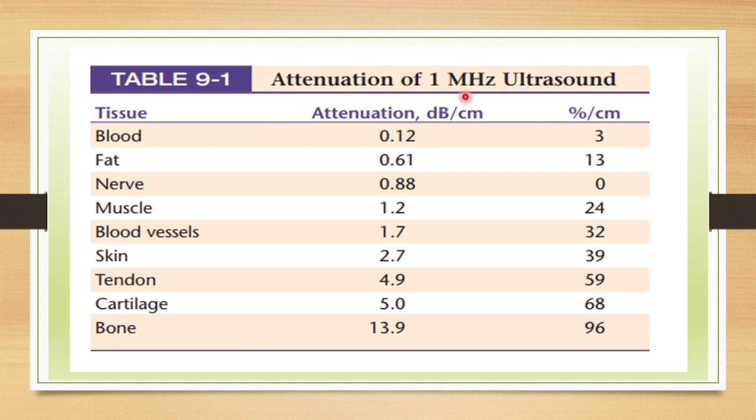And this is the attenuation of different soft tissues, in which blood has 0.12, fat has 0.61, nerve has 0.88, muscle has 1.2, blood vessels have 1.7, skin has 2.7, and 4.9, cartilage 5, and bone 13.9. That means tissues with higher collagen content, like bone and cartilage, have higher attenuation properties.